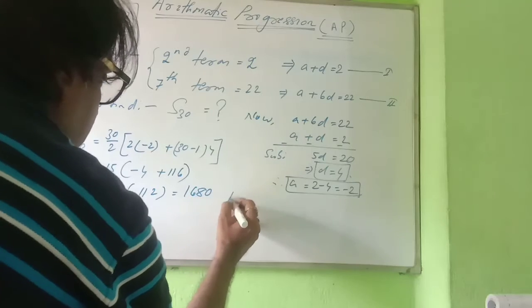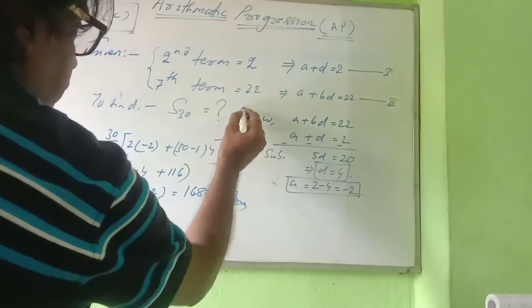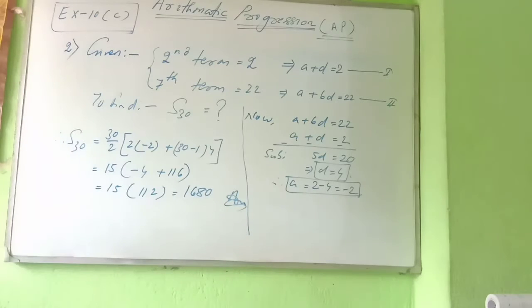1680. This is the answer. Okay, just see. What is given in the question? Question number 2, exercise 10C from the Innovative Mathematics book, Arithmetic Progression chapter.